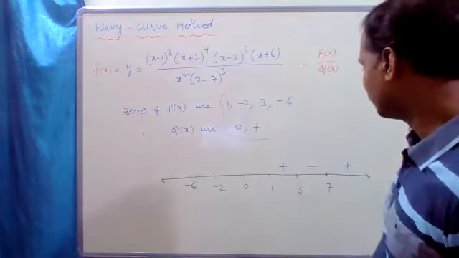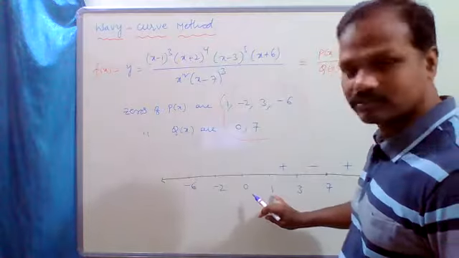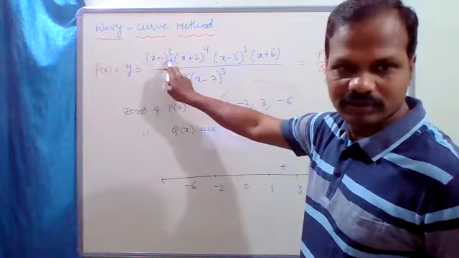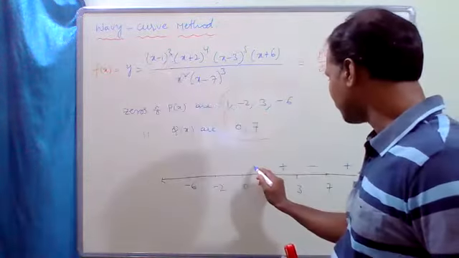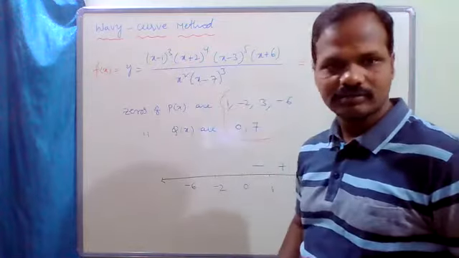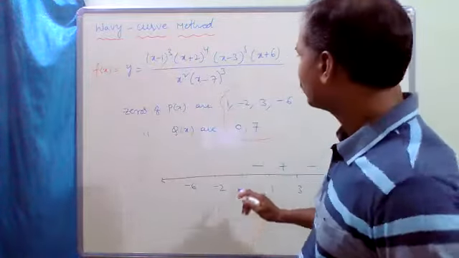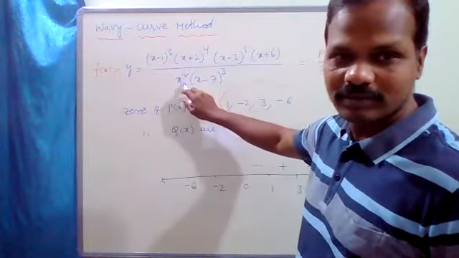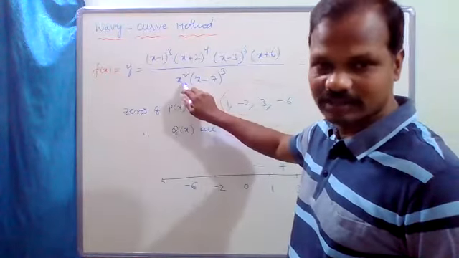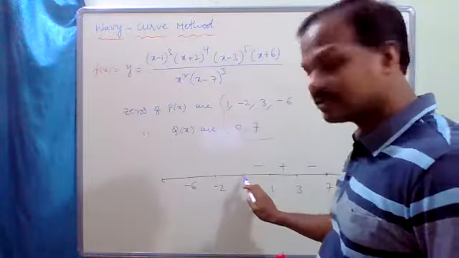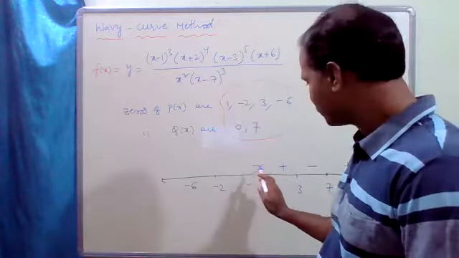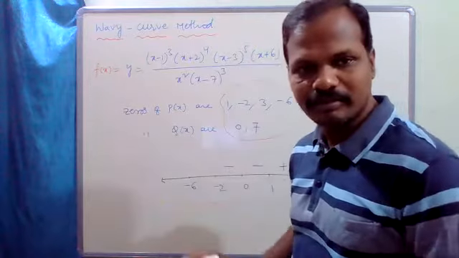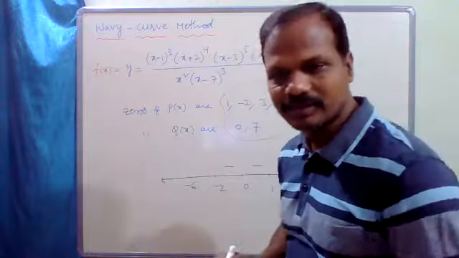Then next, coming to 1. 1 is also a simple root, that is odd, so the opposite sign will come, that is minus. Now what about 0? 0 is here, x square, which is a double root, that is even. Double root means the same sign will follow. That means if minus is there, minus will come again. Minus is there, again minus will come. Plus is there, again plus will come.